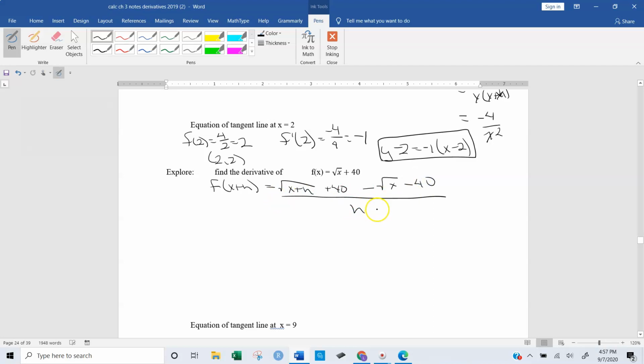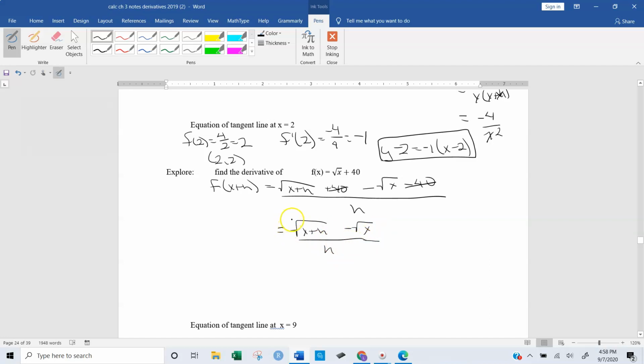All right, what are we going to do with this thing? Well, the 40s cancel, which is awesome. But this gives us the square root of x plus h minus the square root of x over h. I have no idea where to go. That just looks like a mess. Well, I can't do anything with the denominator. I can't cancel in the numerator.